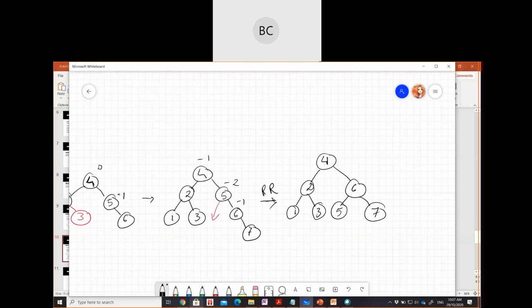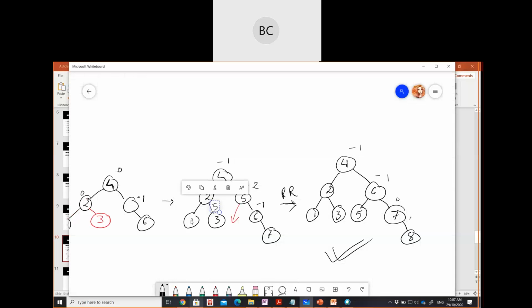Next I need to insert 8. If I add it, I'll just put it here. Correct? So it's already balanced. 2 minus 3 is minus 1 here, minus 1. Okay, so this is your AVL Tree.